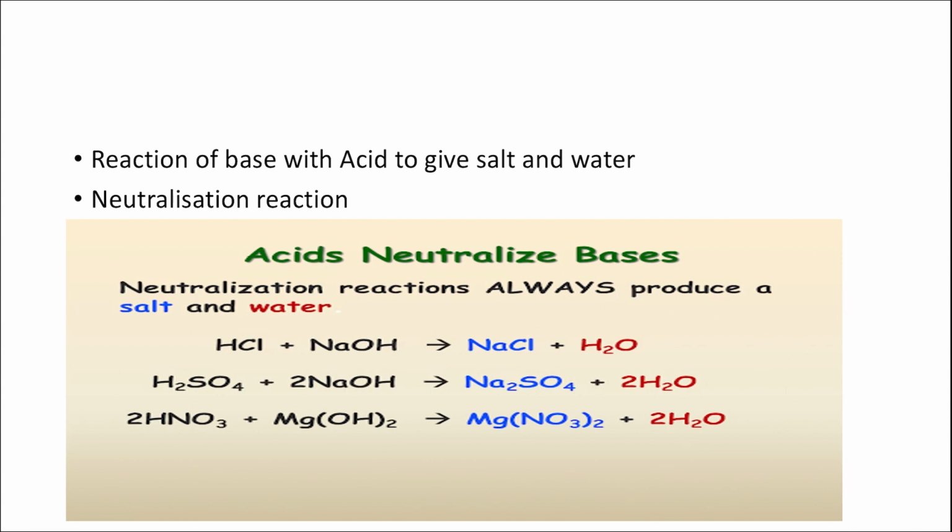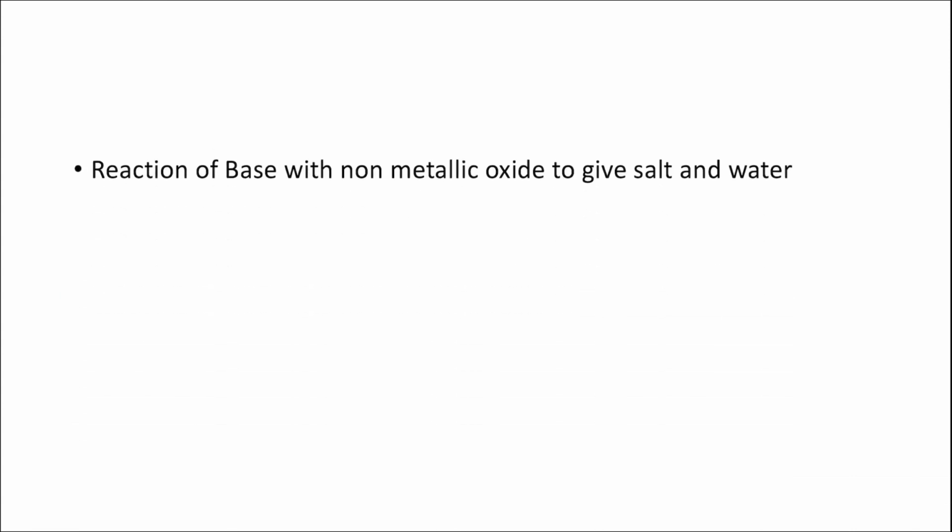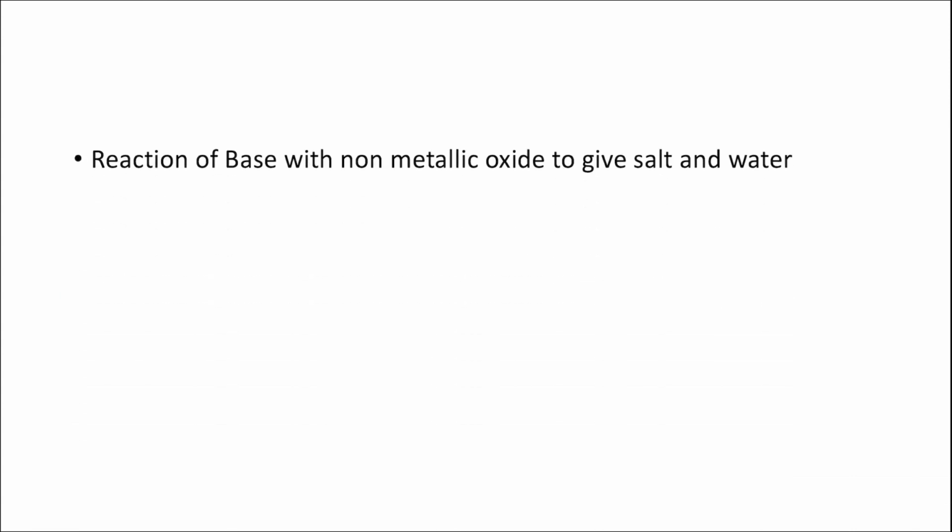We go to the third and the most important property, that is reaction of a base with a non-metallic oxide. A non-metallic oxide is an oxide of a non-metal. For example, carbon is a non-metal and its oxide, carbon dioxide, can be called a non-metallic oxide. In a similar way, sulfur is a non-metal and its oxide, sulfur dioxide, can be considered a non-metallic oxide. Now, how do non-metallic oxides react with bases? Let us understand.